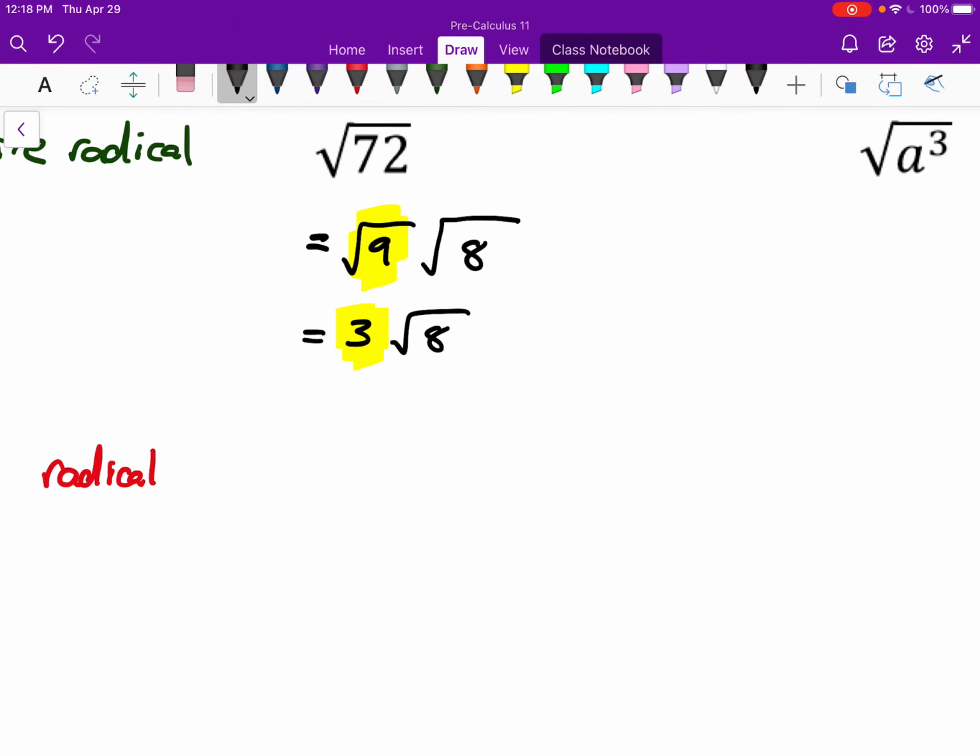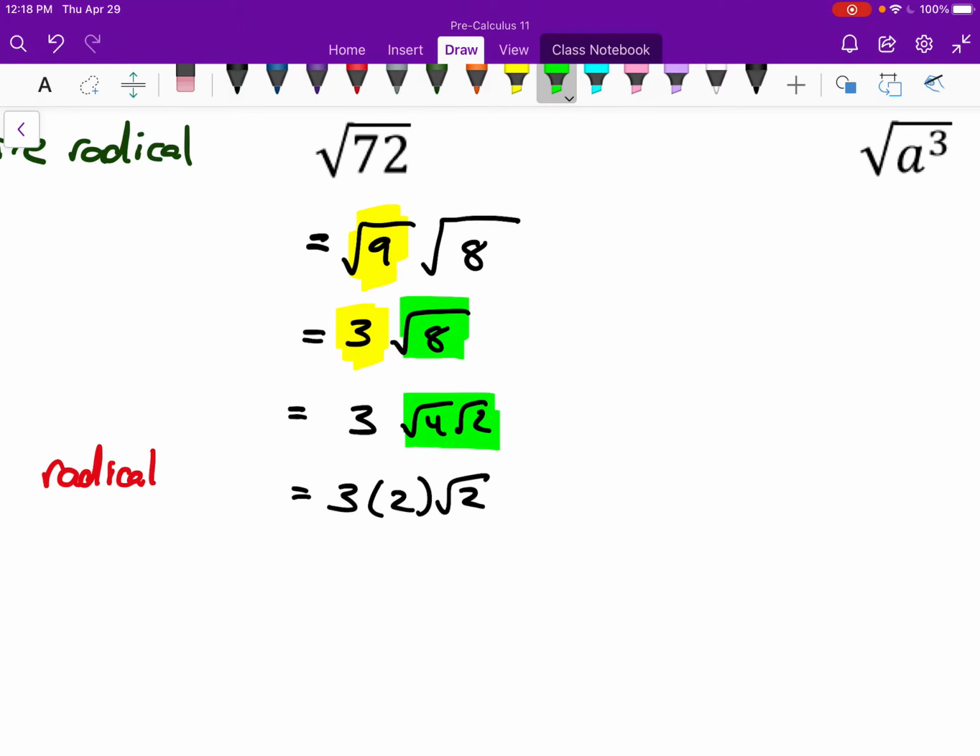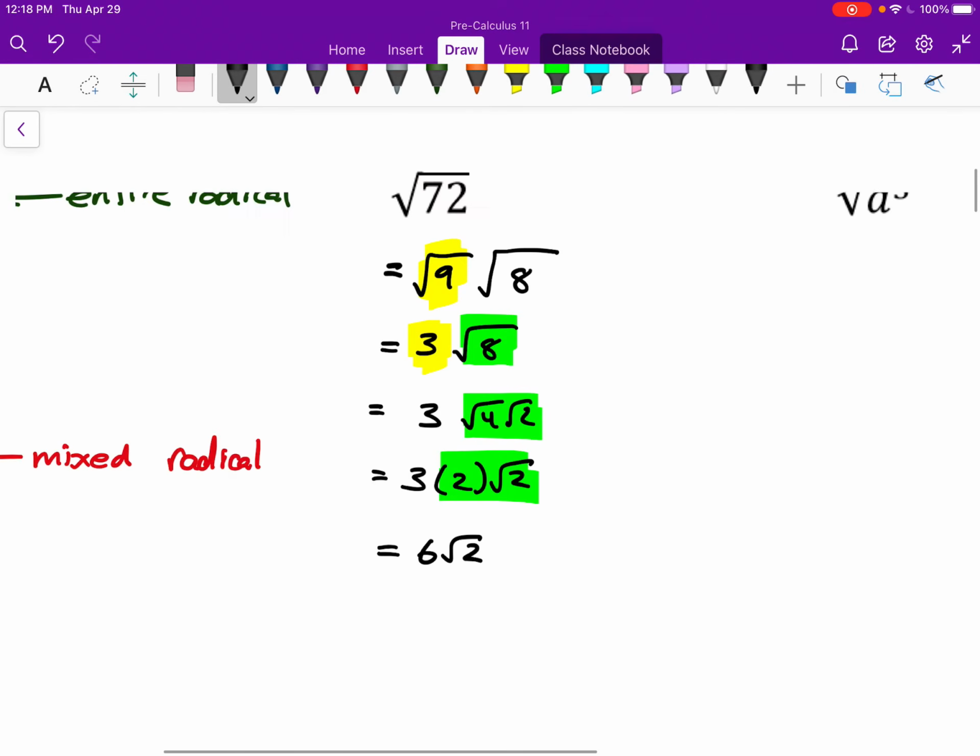And so if I chose to start with root 9 times root 8, then I'm just not done yet. Although I will mention afterwards there's a slightly faster way I could have looked at this. That said, root 8 is the same as root 4 times root 2. So now I have 3 times the square root of 4 times the square root of 2, which is the same as 3 times 2 times the square root of 2, which is the same as 6 times the square root of 2. So that's the answer I really want to get to. That's the mixed radical we want to get to. And so the square root of 72 is the exact same as 6 times the square root of 2.